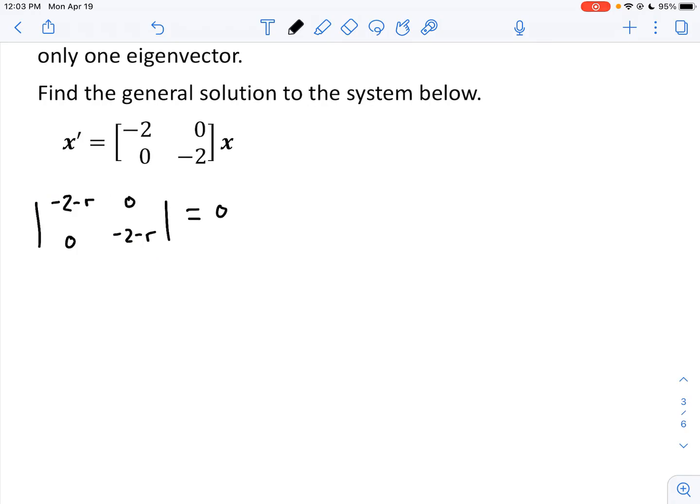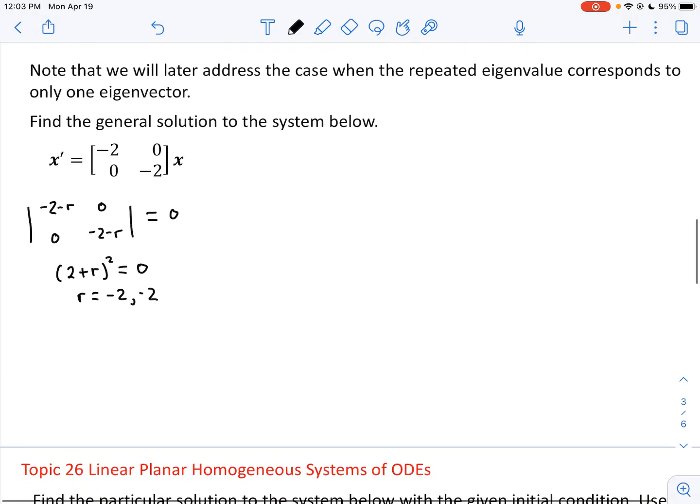This is going to be effectively 2 plus r times another 2 plus r. It's going to be 2 plus r squared equal to 0, so r is equal to negative 2, and it's repeated. And now we want to find the eigenvectors that are associated with this repeated eigenvalue.